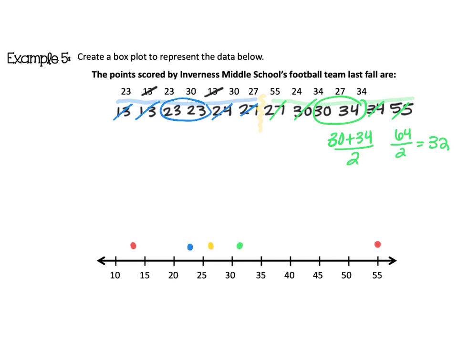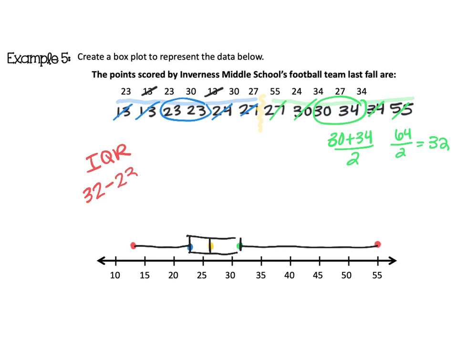And now I can construct my graph. So the quartiles get a line. That's our box. And the whiskers extend out to the minimum and the maximum. Now to find my interquartile range, I'm going to take that upper quartile, which was 32, and subtract the lower quartile, which was 23, which is 9.